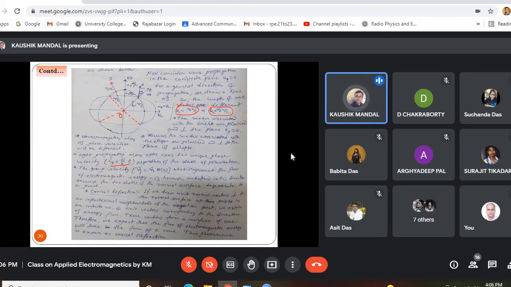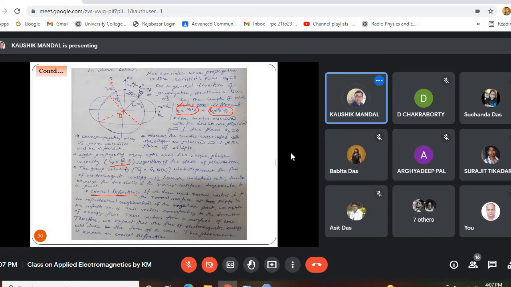Now we mainly have to consider this particular phenomenon in the case of a biaxial crystal. What will happen if the light passes along the optical axis? That is the phenomenon that you will observe, known as conical refraction. Why is it called conical refraction?